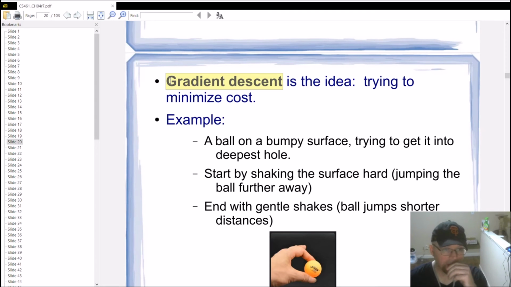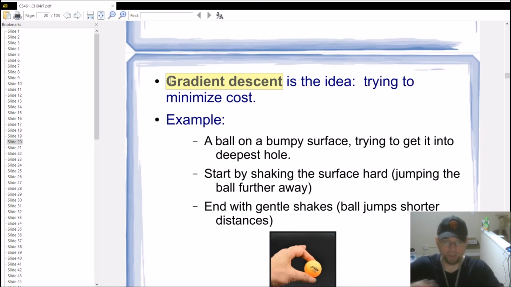So the example they give you here is, let's say that you had a bumpy surface. Let's say that you had a piece of cardboard or some kind of piece of plastic, and there's a bunch of pits all along the surface, with varying depths. And then you got a ball that you drop on top of that surface, and your goal is you want to get that ball into the deepest pit. And so how can you do that?